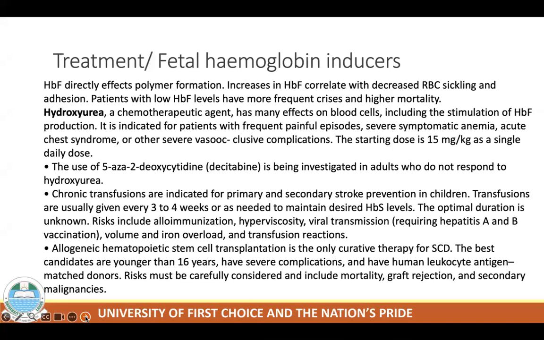Hydroxyurea is a chemotherapeutic agent that has many effects on blood cells, including stimulation of fetal hemoglobin. It's indicated for patients with frequent painful episodes, severe symptomatic anemia, acute chest pain, or other vaso-occlusive complications. It's usually started at 15 milligrams per kg, single daily dose. Usually, as the patient is taking their folic acid, they take their hydroxyurea dose at the same time. Now, decitabine may also be used in adults who do not respond to hydroxyurea.